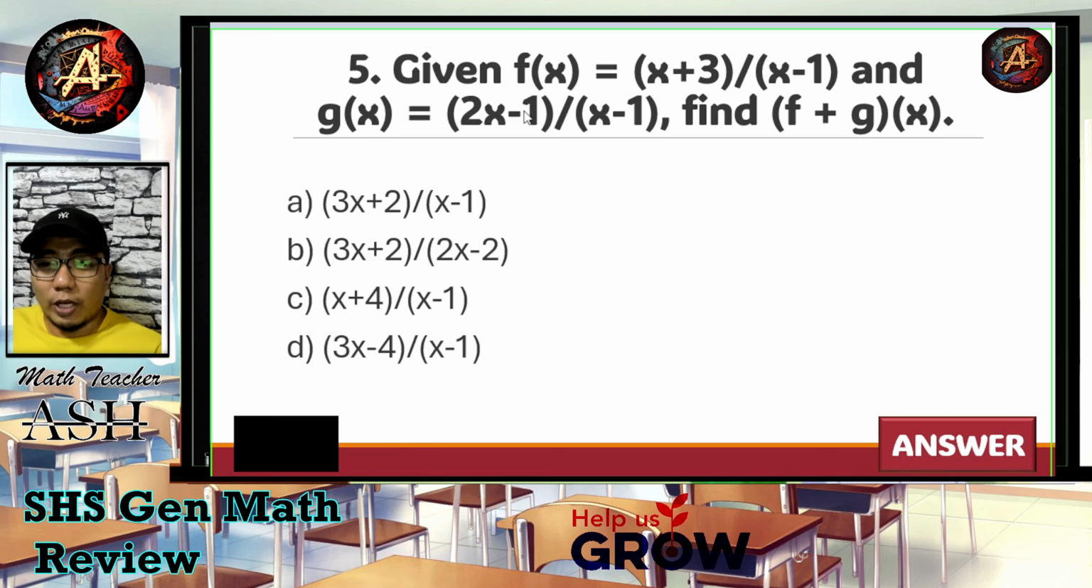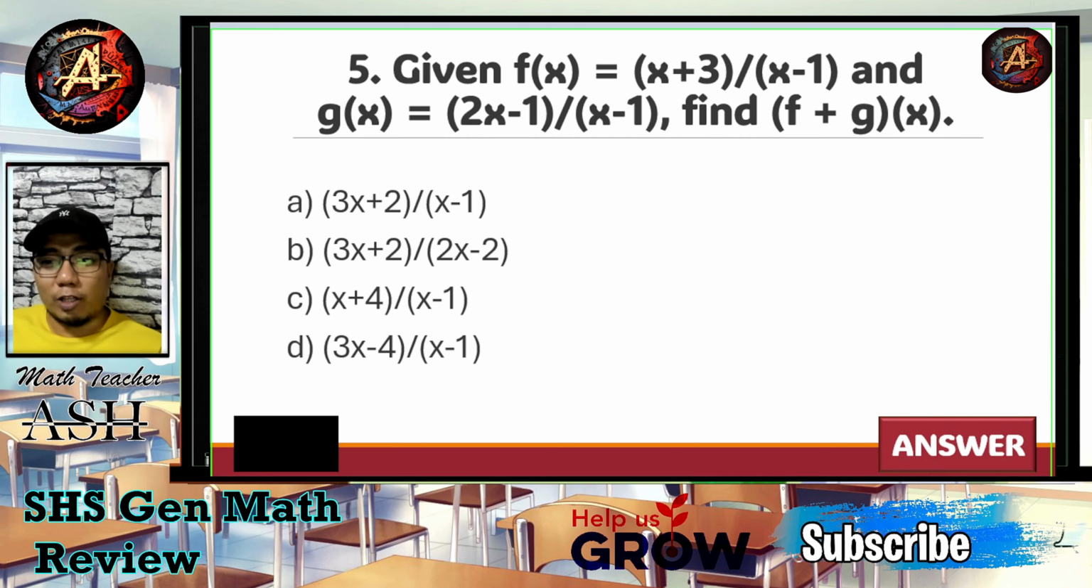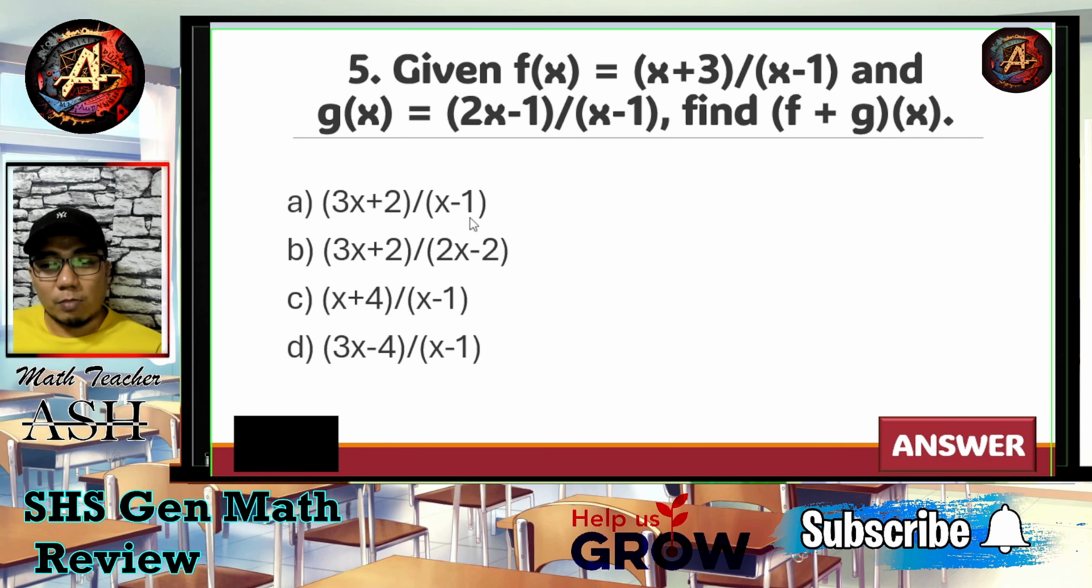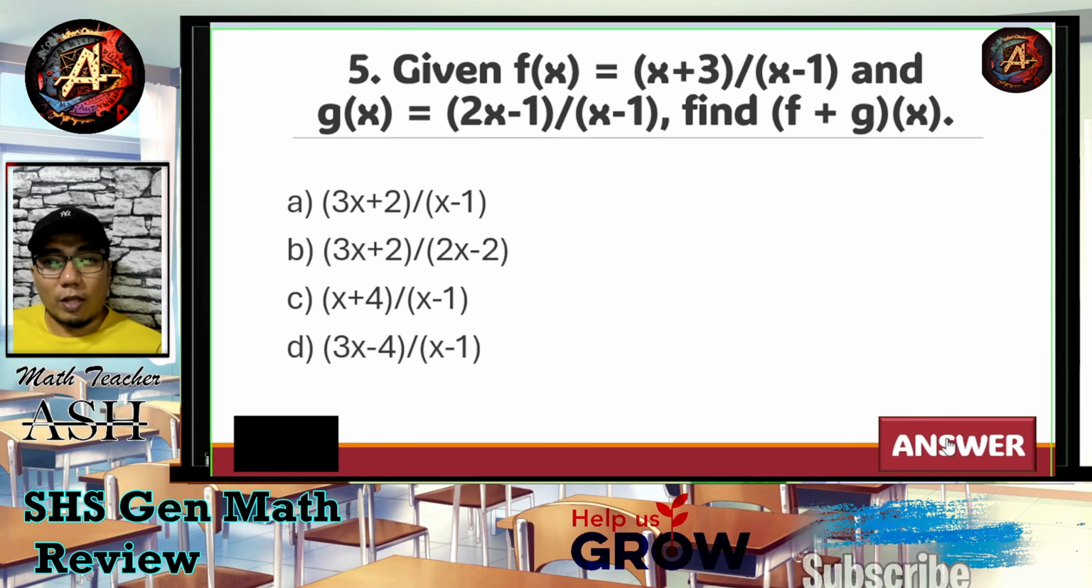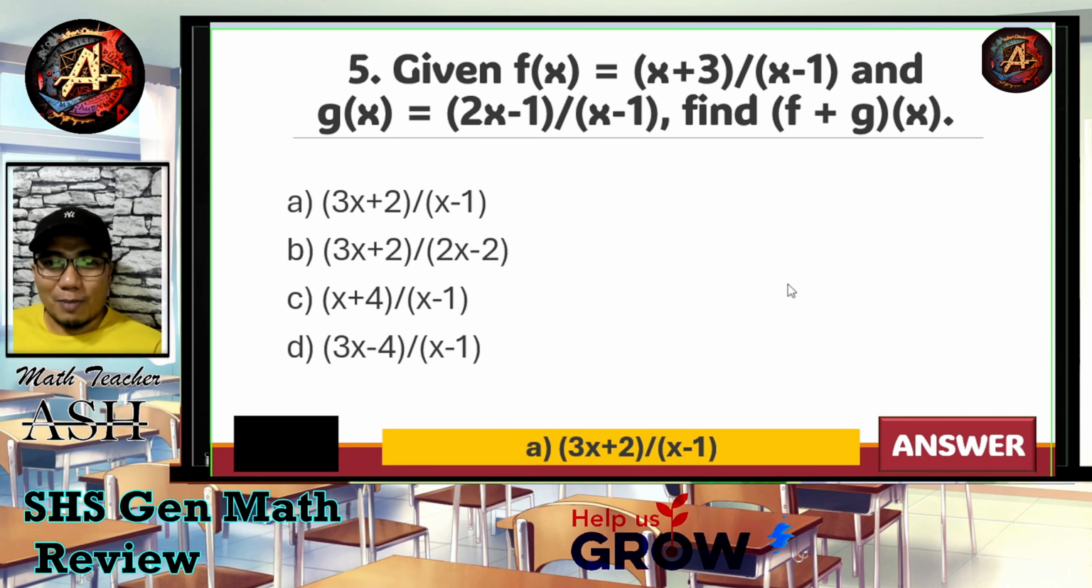Now, what we need to do here is to just add the numerators. In adding expressions, we will be combining like terms. So x plus 2x, that would be 3x. 3 plus negative 1, that would be positive 2. So that is 3x plus 2. Our numerator would be 3x plus 2, and the denominator will be x minus 1. So letter A is the correct answer for this question. Let's see whether we are correct. Alright, I hope you got that one, my dear math learners.